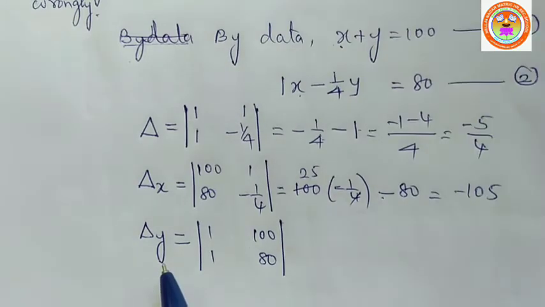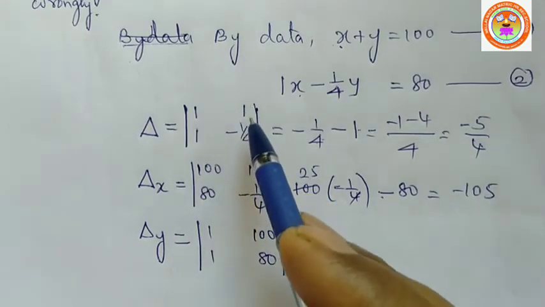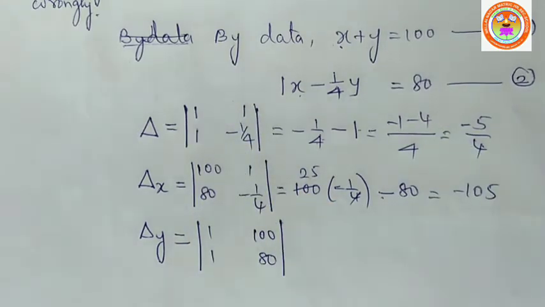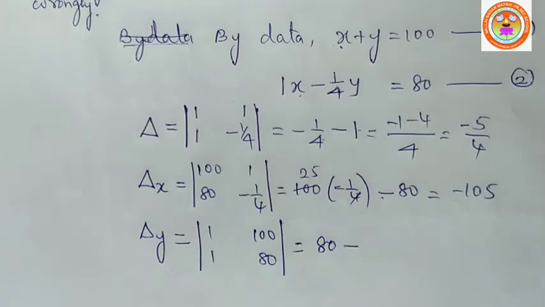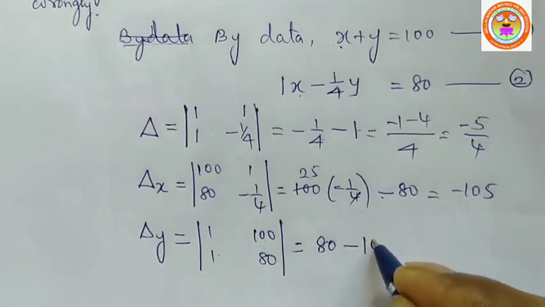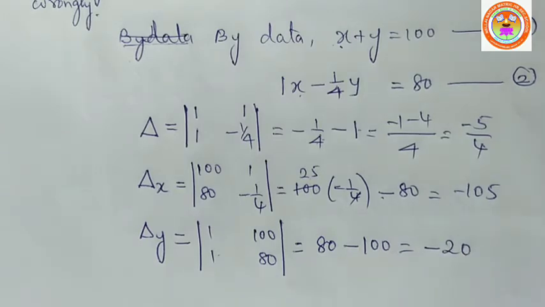So what is delta y? Delta y is obtained from delta by replacing the second column by the constant term. When we are expanding this determinant, 1 into 80, 80, minus 1 into 100, 100. So 80 minus 100 is minus 20.